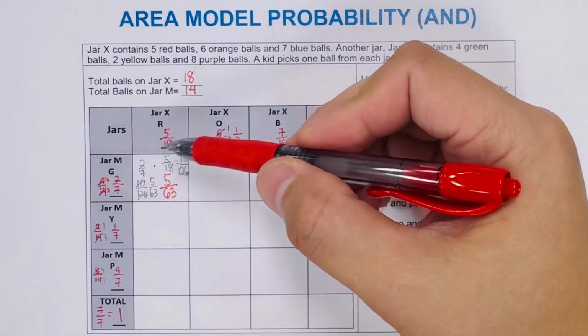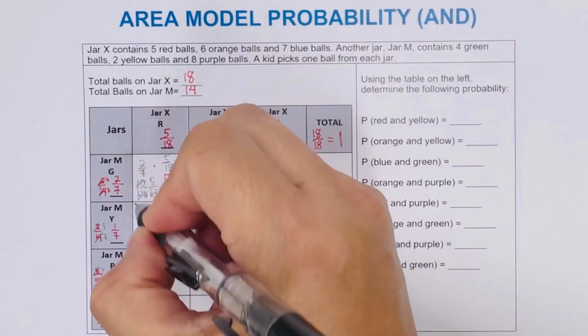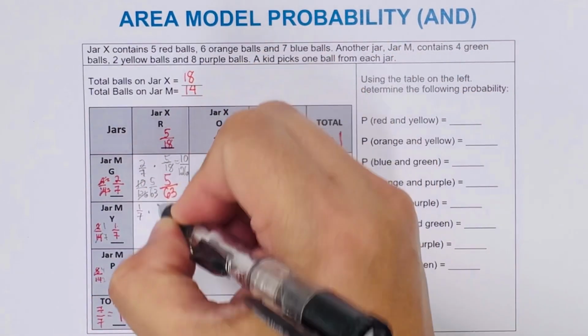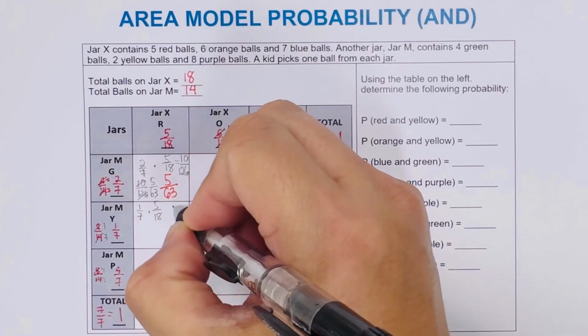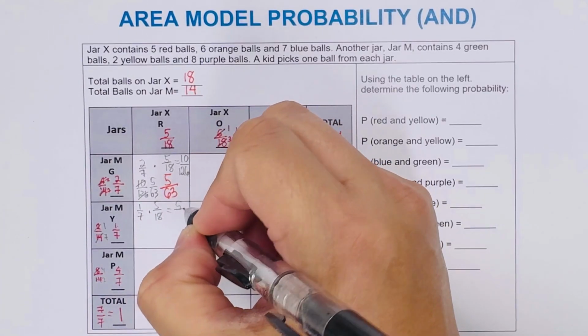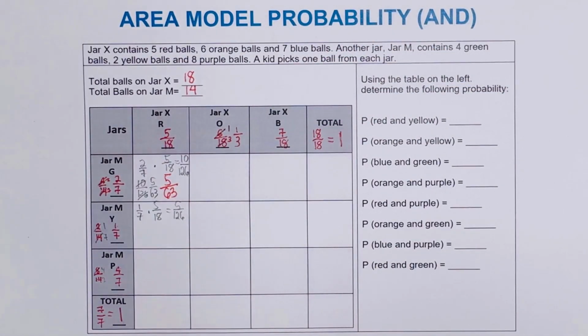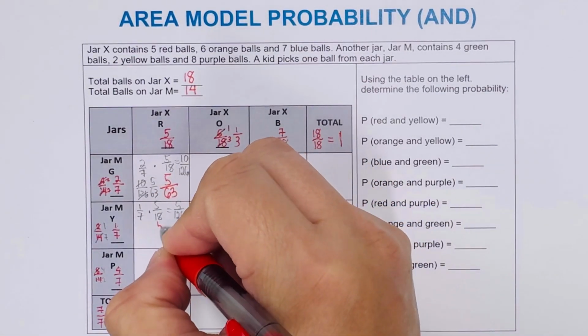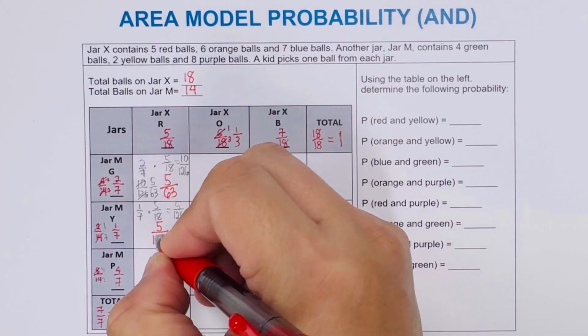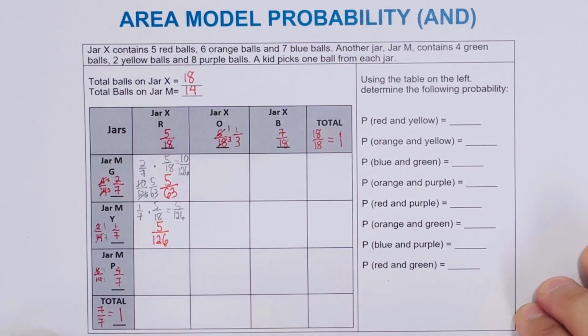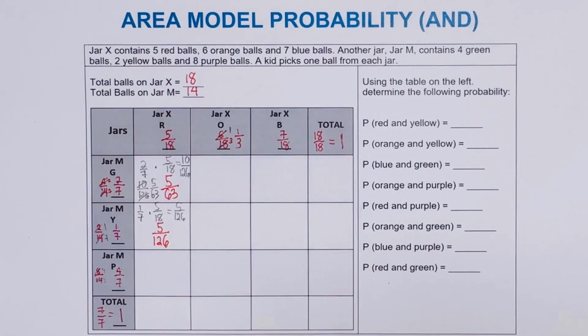And then let's do the next one here. So that is 1 over 7 times 5 over 18. So that is 5 over 126. We can't actually reduce this anymore. So 5 over 126, 5 is not divisible by 2. It's not divisible by 5. 126 is not divisible by 5. So that's the answer, 5 over 126. Now I'd like you to figure out the rest of the boxes.